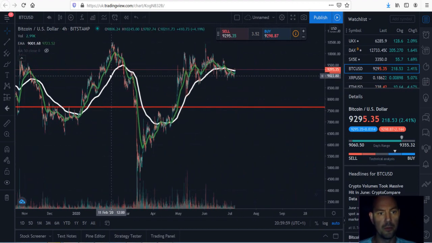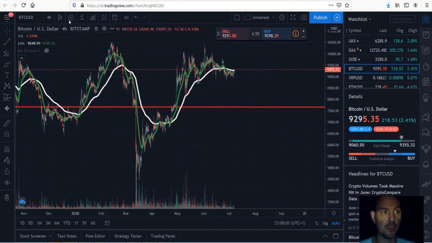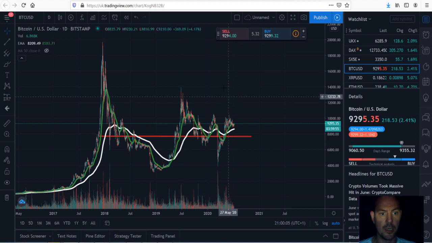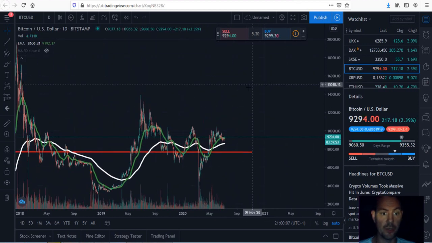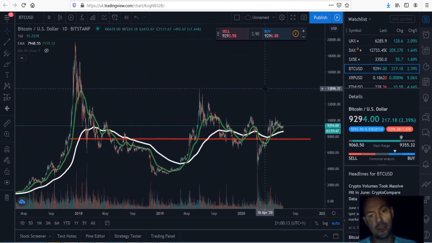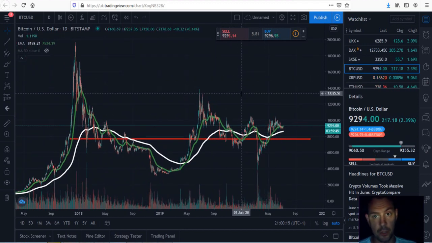So the way I suppose to look at these in the grander scheme of things is that a daily chart is going to give you the most accurate read for the most prolonged period of time. Anyway, that in itself is a moving average, and that's how it works.